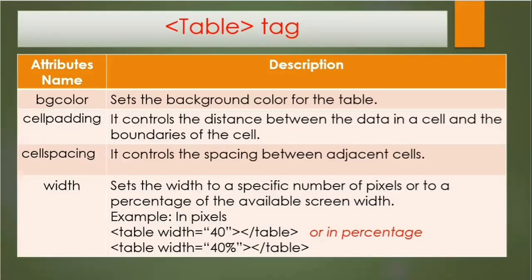Let's move to more attributes of the table. First attribute is BG color. It will set the background color for the table. Second attribute of the table is cell padding. It will control the distance between the data in a cell and the boundaries of the cell. Third attribute is cell spacing. It will control the spacing between the adjacent cells. Fourth attribute is width. It will set the width of a table to a specific number in pixel format. So let's see all these attributes of the table tag in practical.